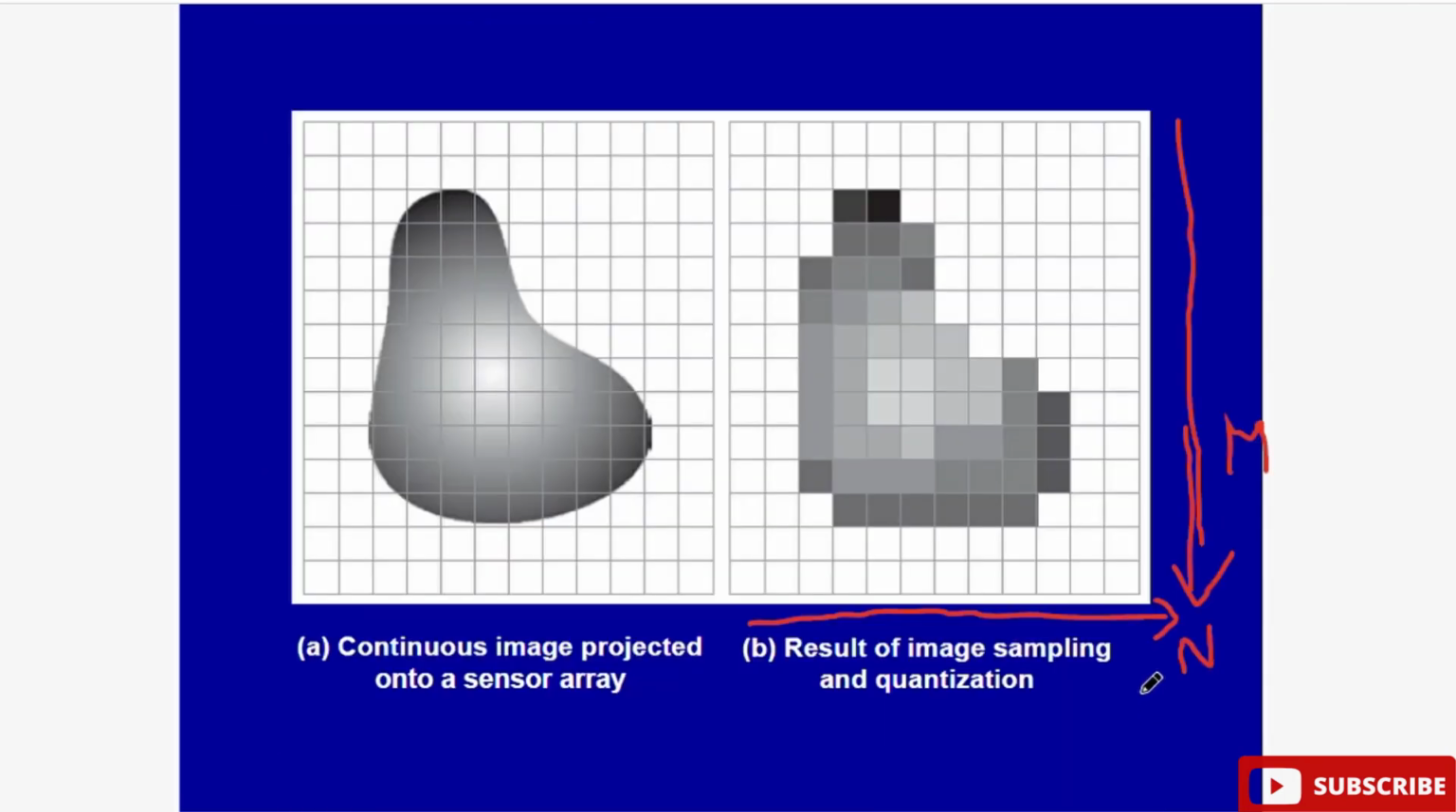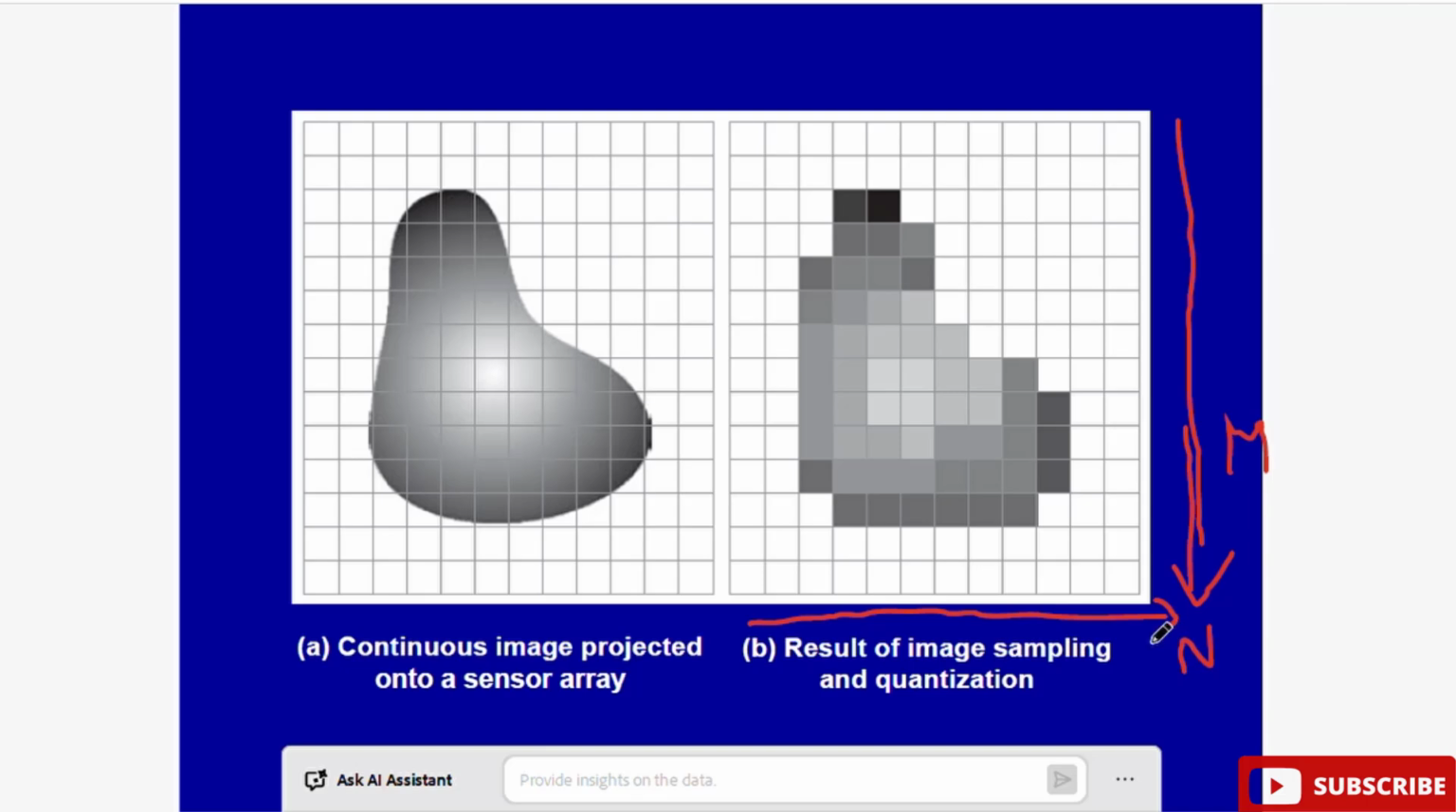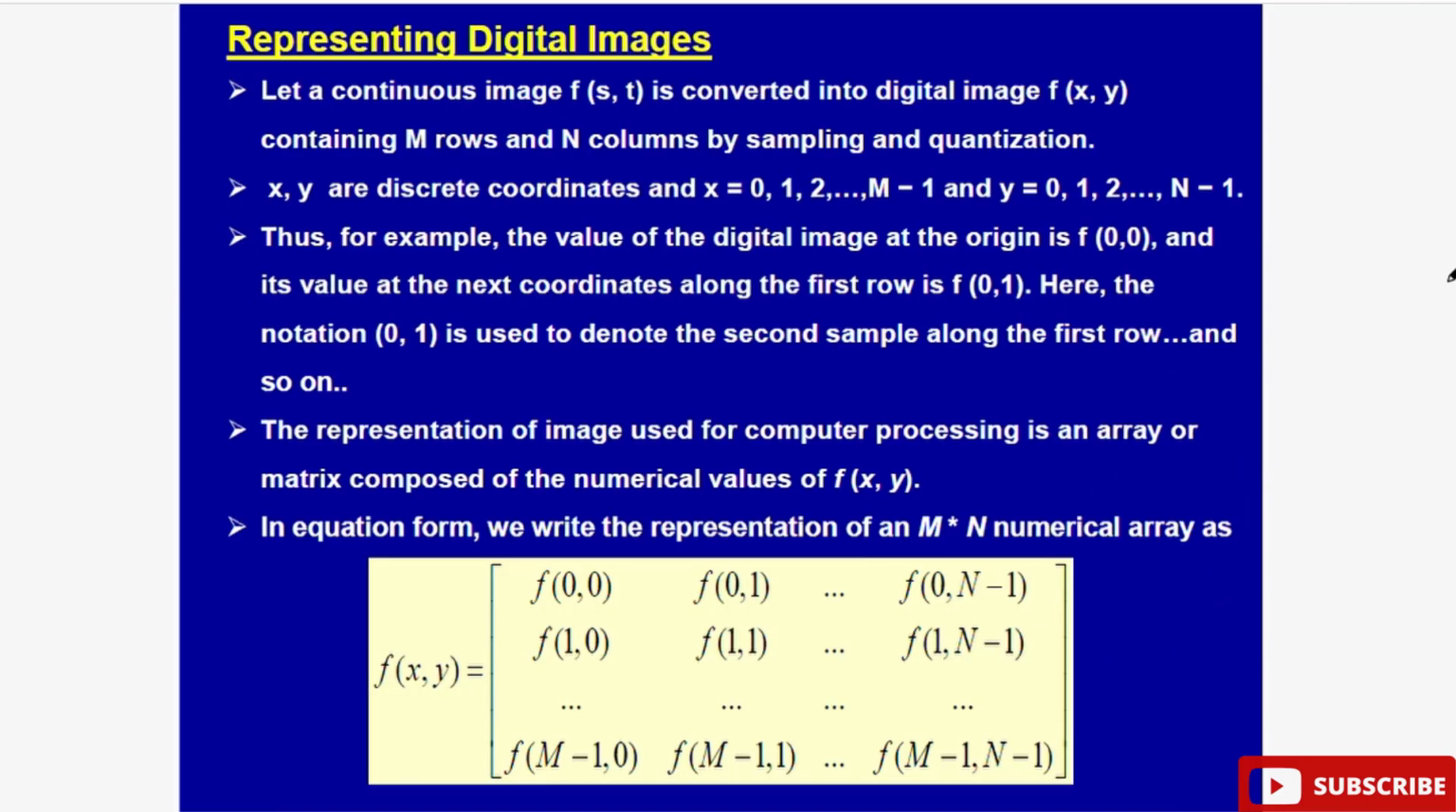Okay, and here this is the x-axis. So how is this? See, this image is like this. Yes, this is your x and this is y. So x is from 0 to m minus 1 and y is from 0 to n minus 1, where m is the number of rows, n is the number of columns. Okay. Yes, how you'll get these rows and columns? Only after sampling and quantization.